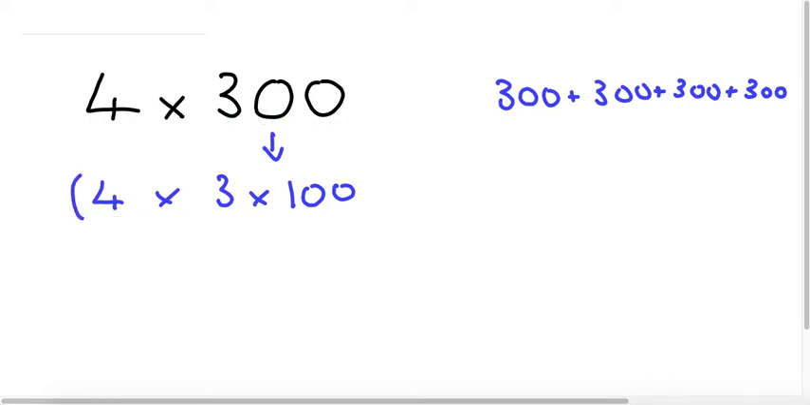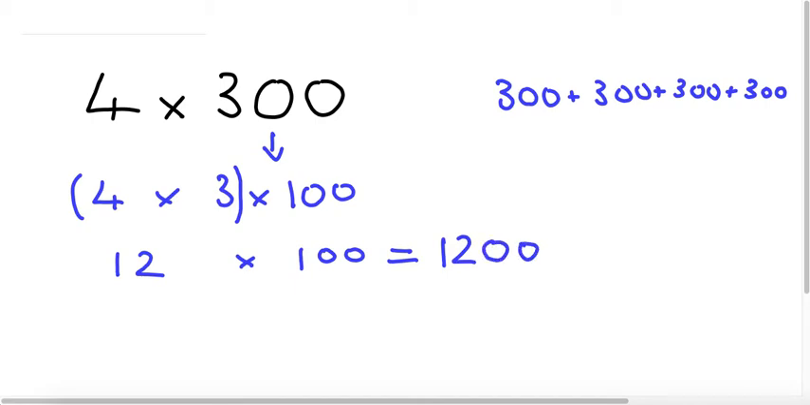So first let's work out what 4 times 3 is. 4 times 3 is 12. So 12, and then we'll bring down the 100. So this, 12 times 100, is the same as this, 4 times 300. So 12 times 100, we take what we know about multiplying by 100. When we multiply by 100, we add 2 zeros to our result. So 12 times 100 will give us 1200. So therefore 4 times 300 is 1200.